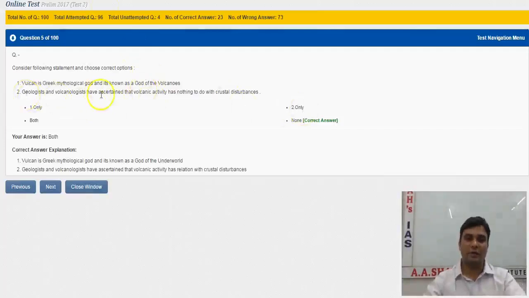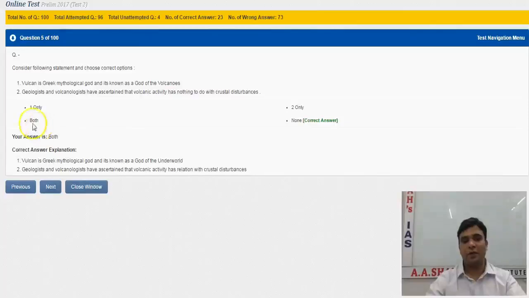The second one is definitely wrong, because volcanic activity has definitely got something to do with crustal disturbances. Whenever there are crustal disturbances, there is friction, there is release of energy. Whenever there is release of energy, it is associated with magma and lava movements. Understand one thing, that all the plates that are moving around the globe are moving on the pyroclastic material, that is magma. Obviously, it will have some relation with release of energy at any point of placement on the planet Earth. So the second statement is definitely wrong.